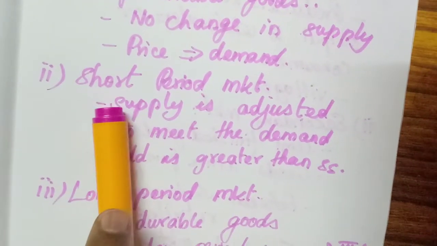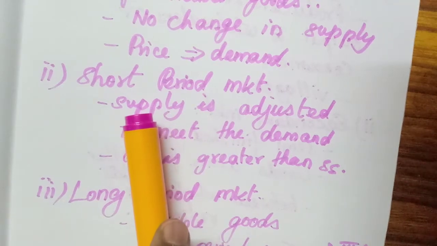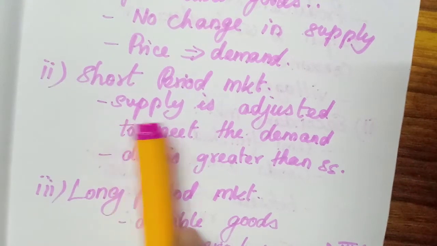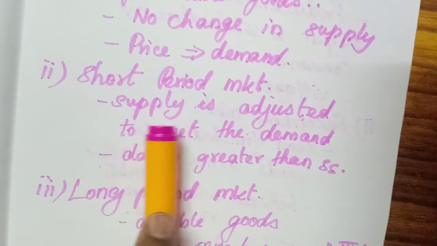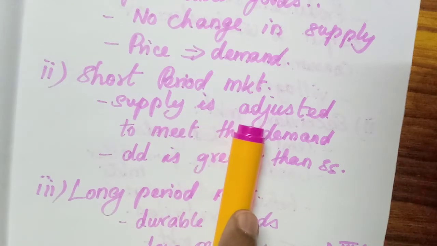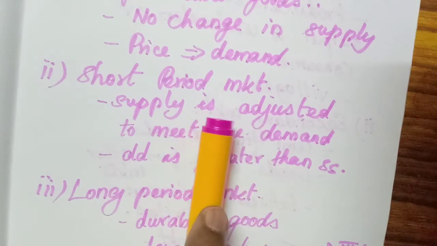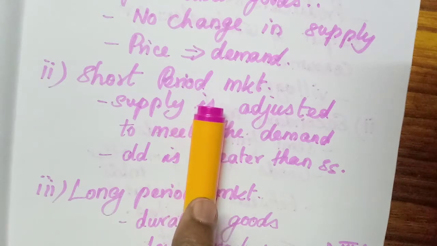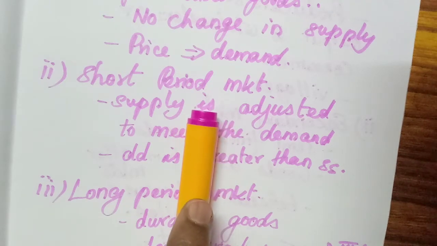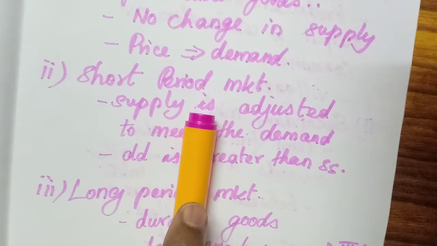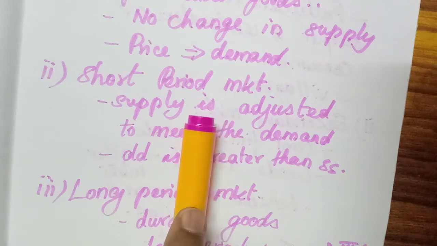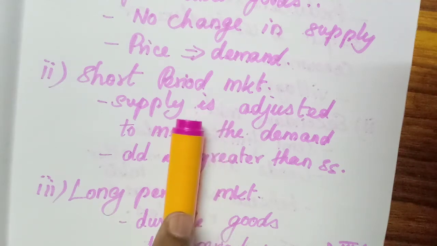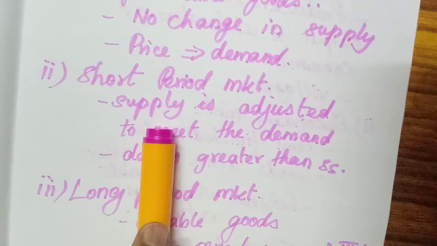Another one, the next one, the short period market. Here we can say somewhat durable goods will be sold, but they have to adjust the supply to meet the demand. The demand may be for a short period of time. For example, umbrellas: only during the rainy season there will be some demand. But can they produce within that short period? No. They have to produce throughout the year, but they have to supply and adjust to the demand.